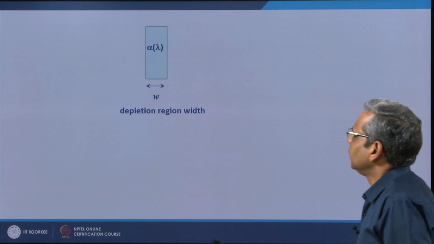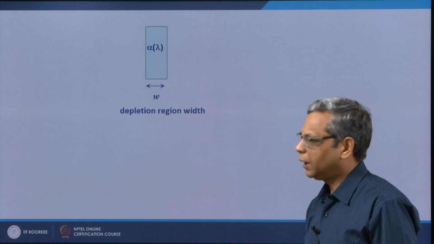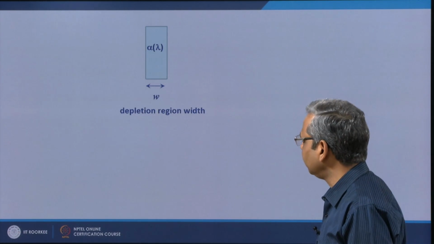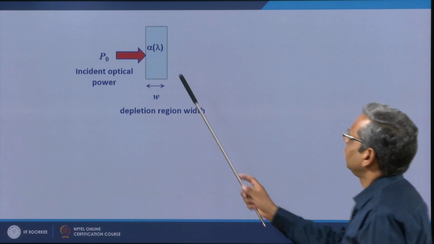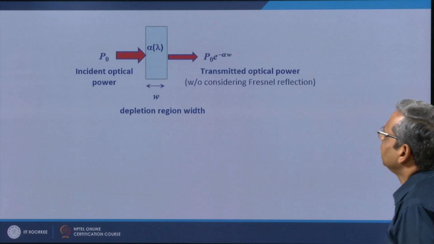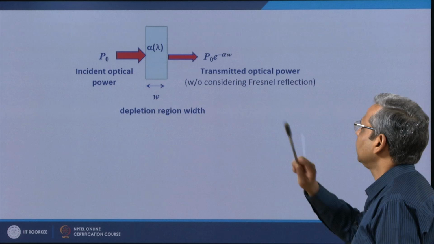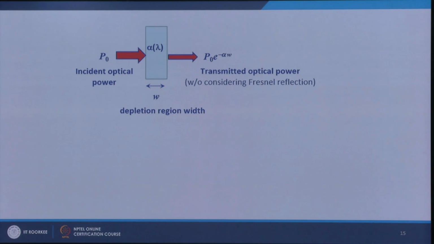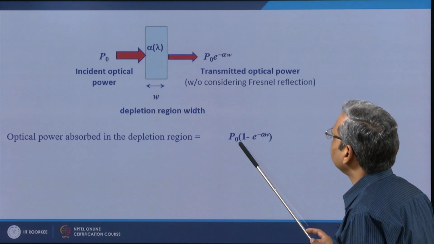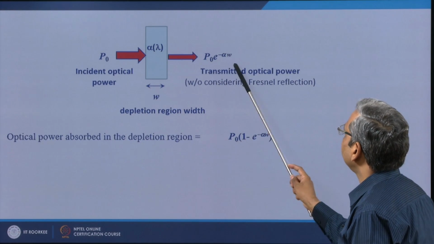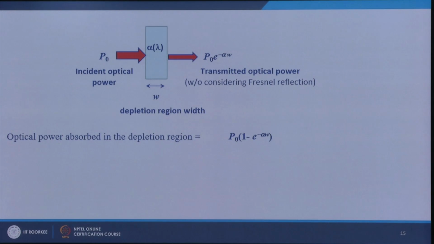If I have a semiconductor material which has absorption coefficient alpha at wavelength lambda and it has width w. If I incident optical power P naught here and if I do not take into account any Fresnel reflection, then the transmitted power would be P 0 e to the power minus alpha w, if alpha is the absorption coefficient, right. So, what is the power which is absorbed? The power absorbed would be P 0 minus P 0 e to the power minus alpha w, which means P 0 times 1 minus e to the power minus alpha w.